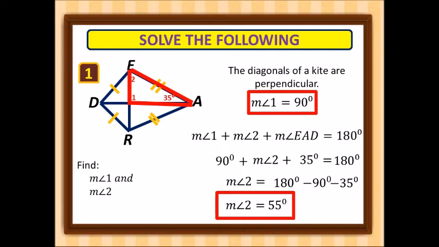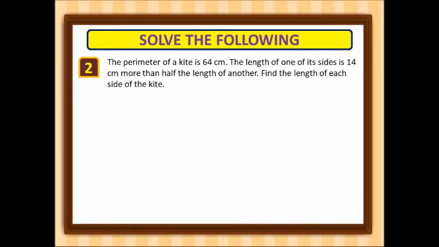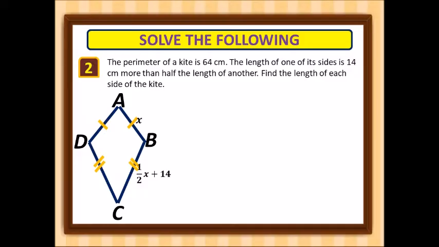Okay, now let's have the second. The perimeter of a kite is 64 centimeters. The length of one of its sides is 14 centimeters more than half the length of another. Find the length of each side of the kite. If you have noticed, BC is 14 centimeters more than one half the length of another side, which is side AB. Now let's find the length of each side of the kite.